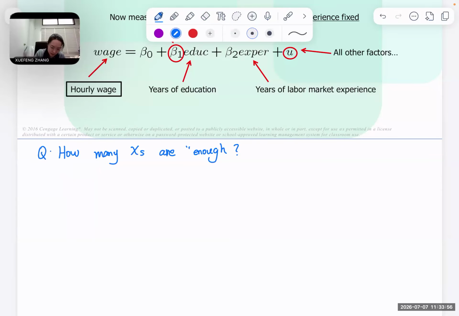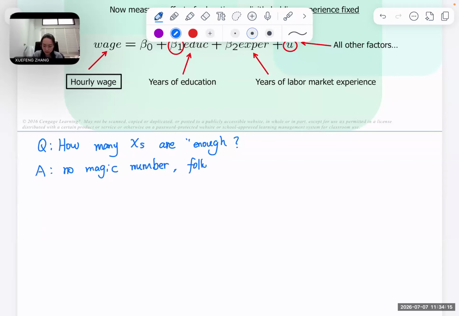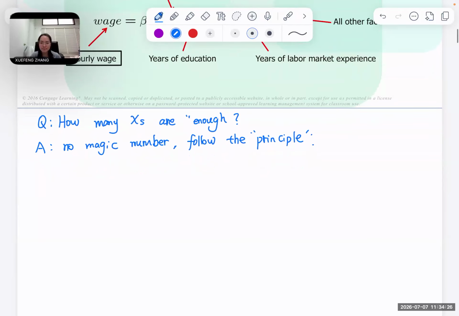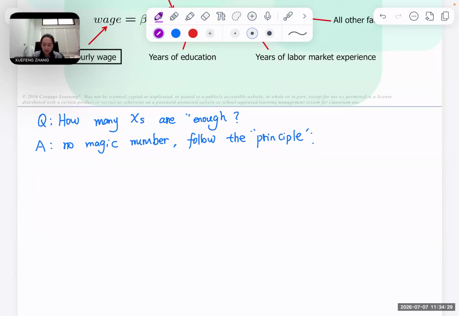There's no magic number, okay? There's no definition of how many you should have. But you need to follow the principle. So what is the principle? You should include variables that belong.